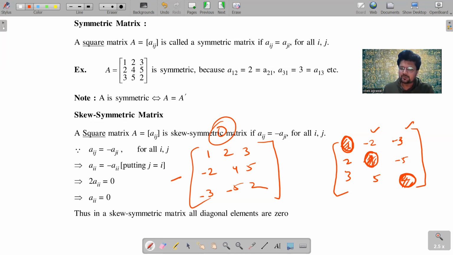Yes, so this should be nothing but 0 itself. Forget about this thing. You can remember it like this. After the transpose, there should only be the difference of the negative sign. Yes, so every skew symmetric matrix will have 0 in the diagonal. And you will see that the difference between the original matrix and the transpose matrix is only of the negative sign. Any doubts in this?